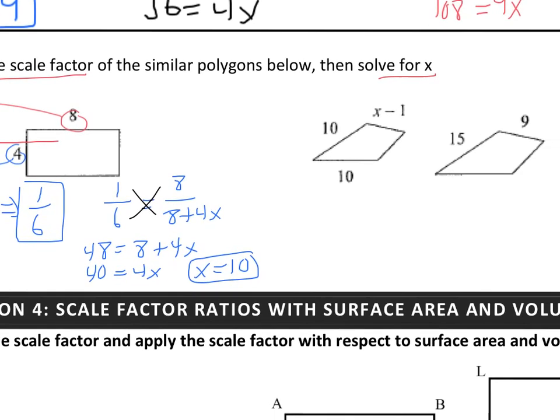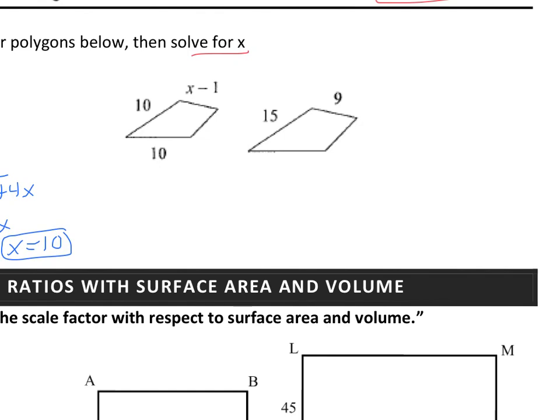Now our last one, same idea. We want the scale factor. Just for exercise, let's go left to right this time. So I'm going to go this way. I need a scale factor. I have this side corresponding to this side, and this side corresponding to that side. They have an extra 10 in there, but we don't need it. Now, what is that ratio?